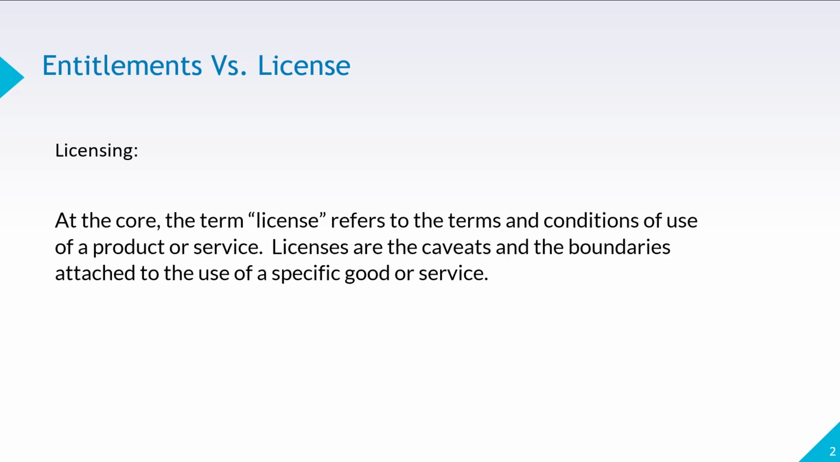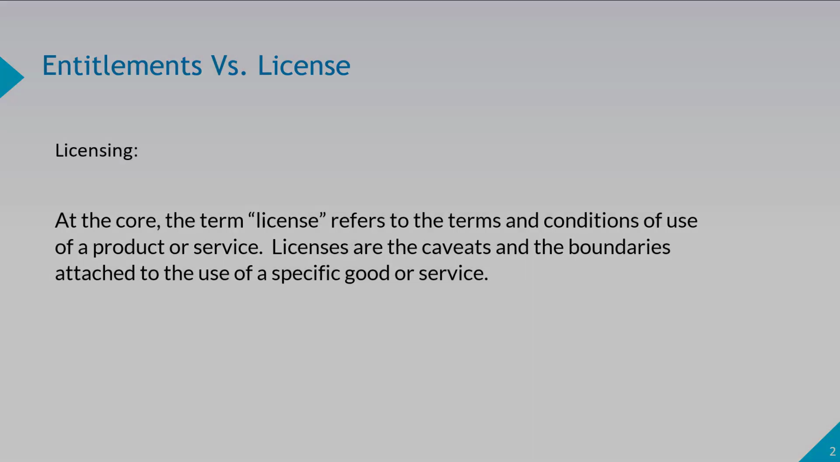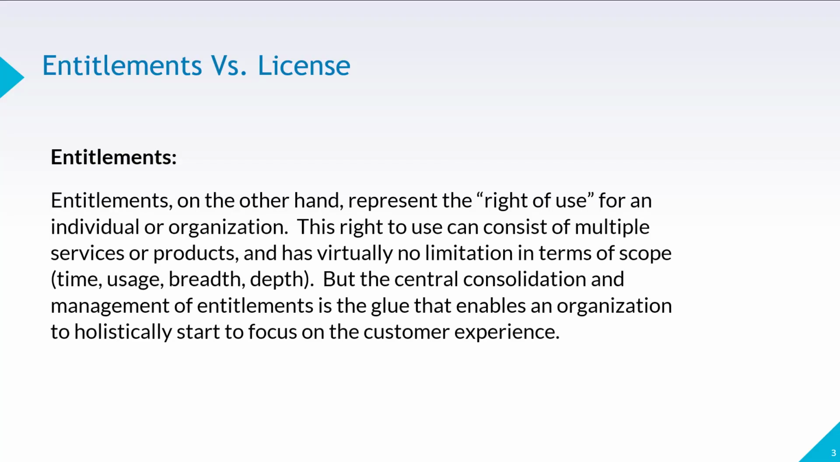First, licensing. At the core, the term license refers to the terms and conditions of use of a product or service. Licenses are the caveats and the boundaries attached to the use of a specific good or service. While entitlements, on the other hand, represent the right of use for an individual or organization. This right to use can consist of multiple services or products and has virtually no limitation in terms of scope, like time, usage, breadth, or depth.